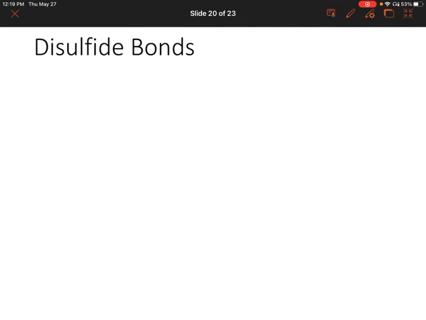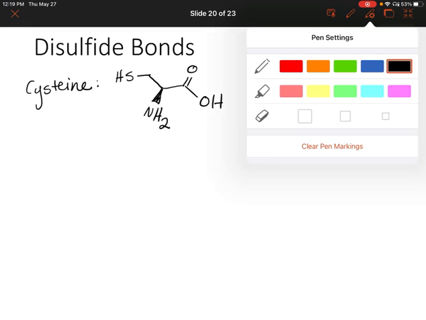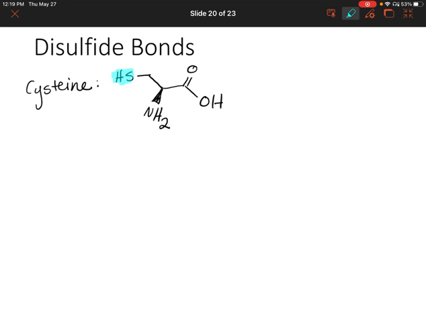As you can probably guess, disulfide bonds occur between two sulfur atoms. In particular, there's an amino acid that has a sulfur group or a thiol group in its side chain, and that is cysteine. So, if we draw cysteine, we can see that sulfur group on the very end, and I'm just going to abbreviate cysteine as R, and then I'll draw its side chain.